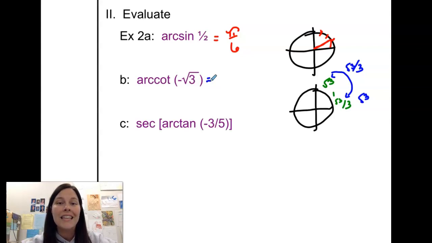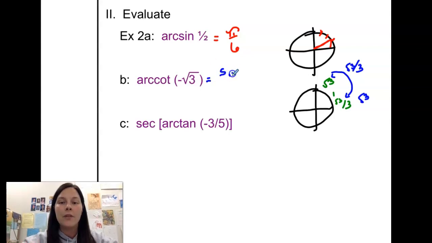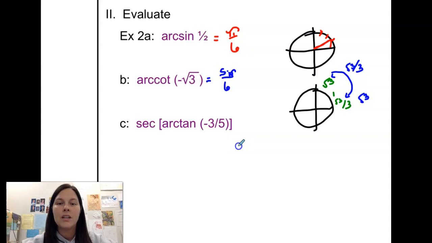So we have to think in the second quadrant. So first of all, my reference angle is pi over 6. In the second quadrant, that would be 5 pi over 6. My last one, negative 3/5 is not a value on the unit circle for my tangent.